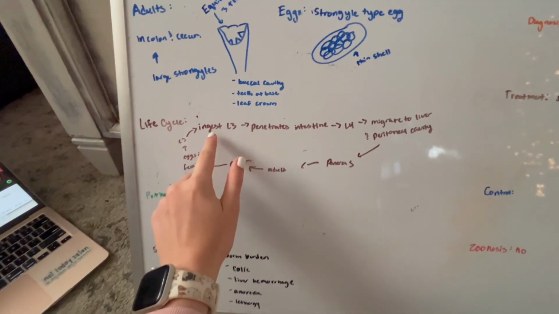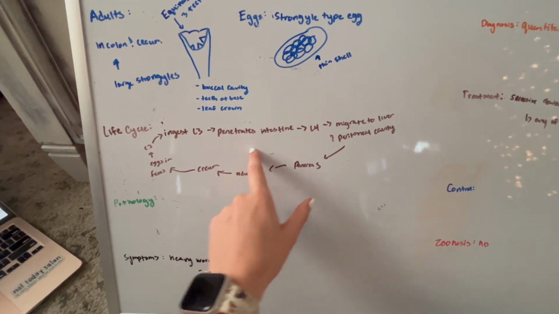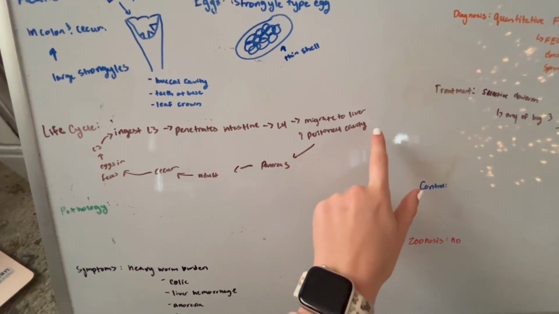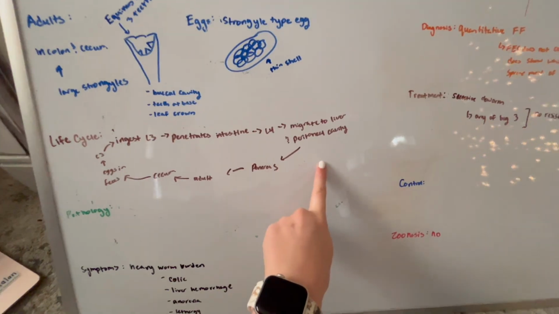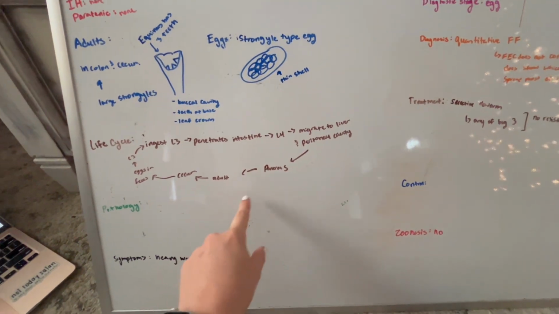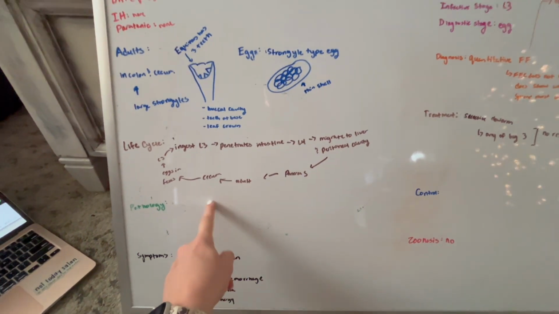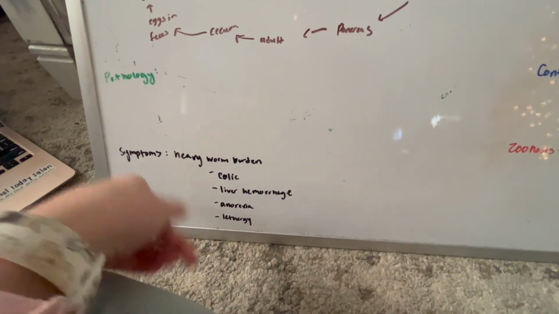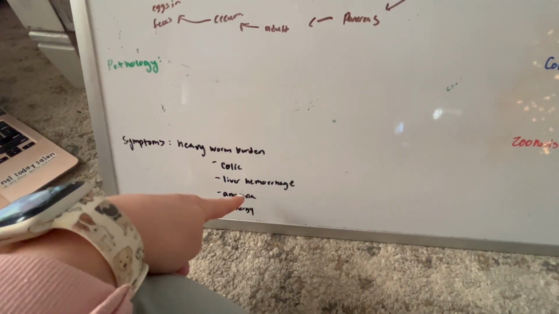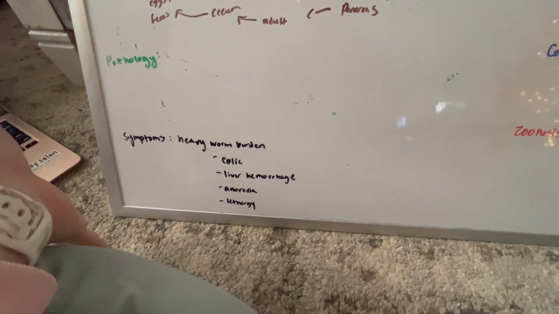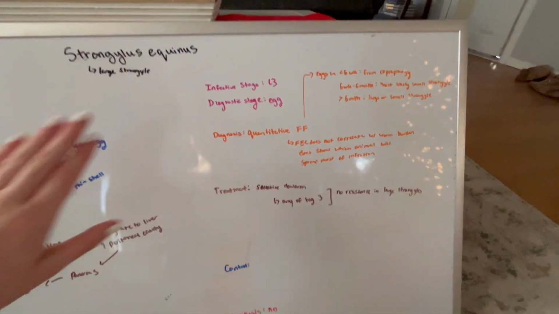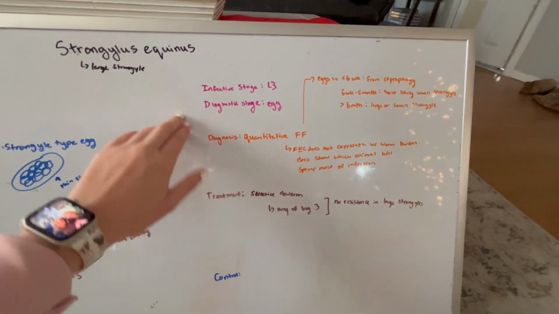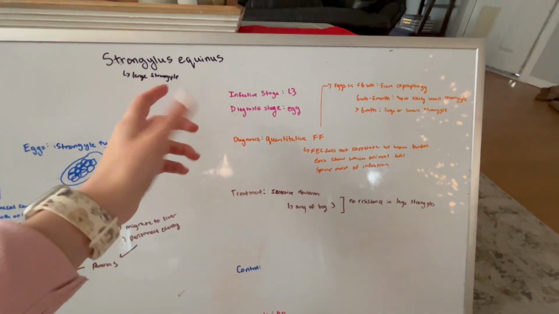The life cycle, they ingest the L3, it penetrates the intestine, becomes an L4, migrates to the liver and the peritoneal cavity and the pancreas. Then it'll become an adult, go to the cecum, and then eggs in the feces. Symptoms, you won't really see symptoms unless it's a heavy worm burden. So colic, liver hemorrhage, anorexia, lethargy. And then all of the infective stage is the same. L3 diagnosis stage is an egg.